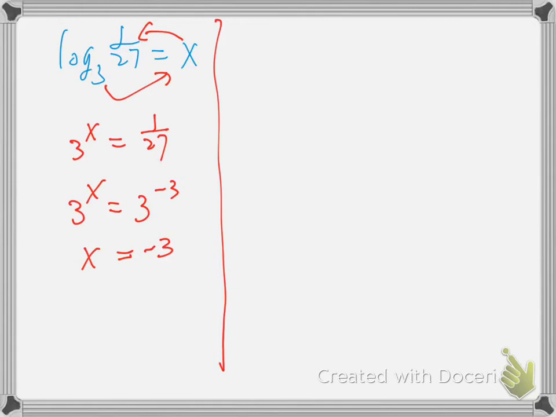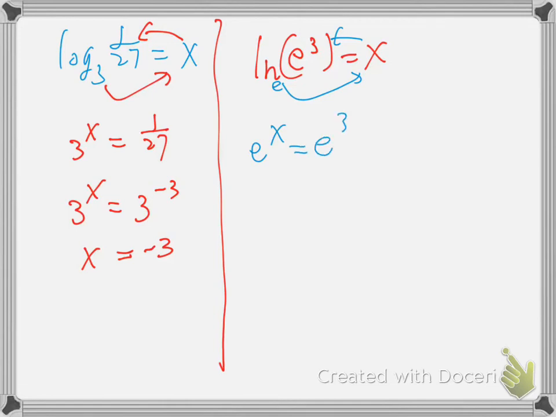The next example is ln e cubed. So again, we assume this is x, right? And then we write down the corresponding exponential form. So the missing base is e. So e to the x is e to the 3. Same property, same base, same exponent. x is 3. So if you change log to exponential form, it's very easy.